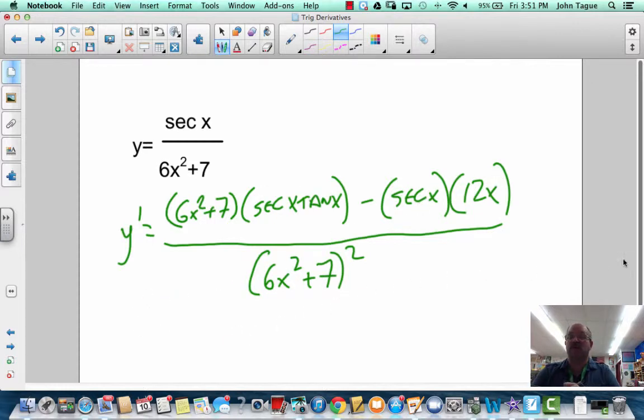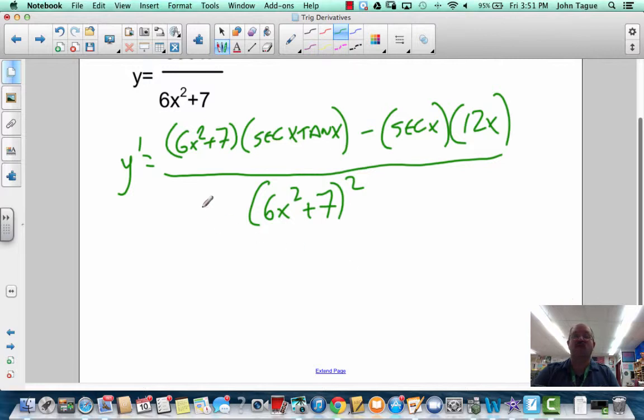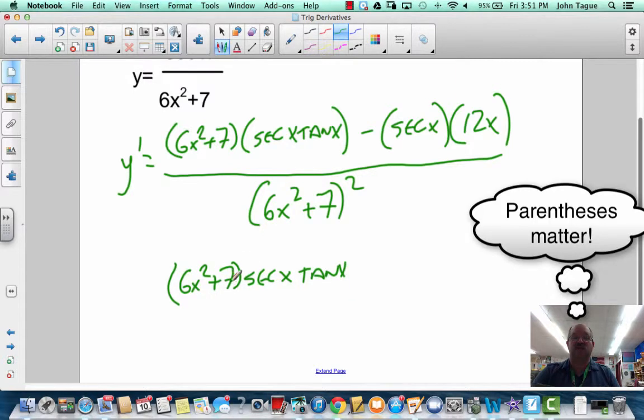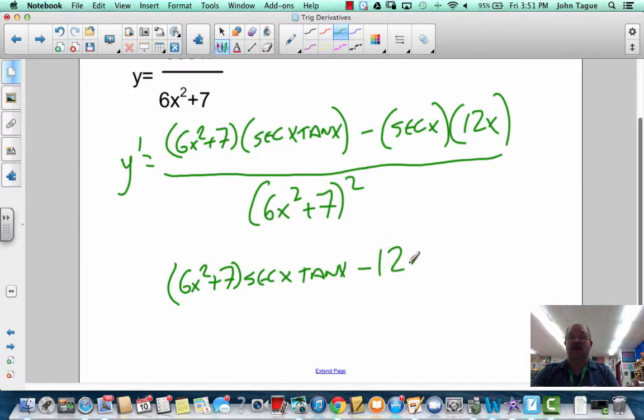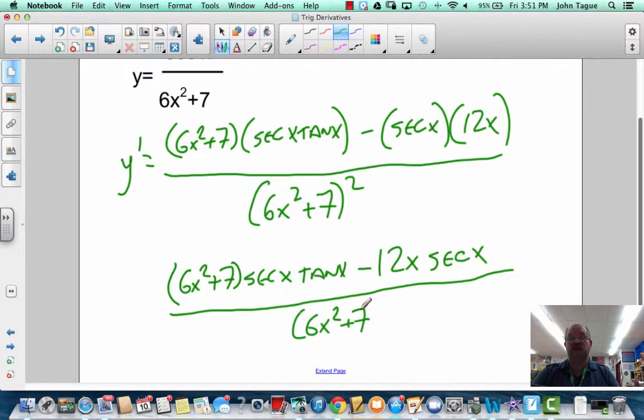There it is. We want to clean it up a little bit. And the cleaning up, we can't do a whole lot. We can't distribute this anywhere. So again, I would just go 6x squared plus 7 in parentheses, secant x tan x. Without the parentheses, the only thing we're multiplying by secant x tan x is the 7, so we need the parentheses there. Minus, get the algebra out in the front, all over 6x squared plus 7 squared. Okay? So that's about as simple as we can make it.